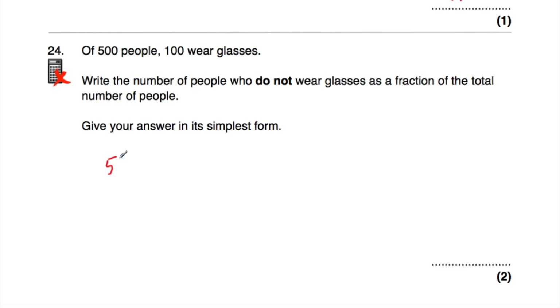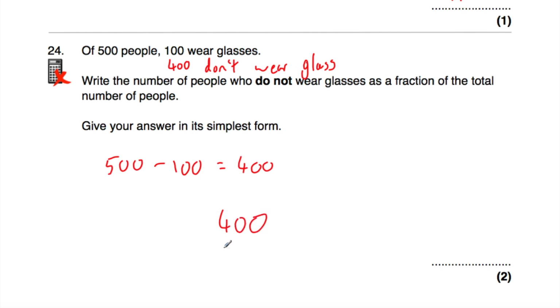So there's 500 people and 100 wear glasses. If we take away 100, that's equal to 400. So that means that 400 of them don't wear glasses, because if 100 wear glasses, 400 don't. We've been asked to write the number of people who don't wear glasses as a fraction of the total, so it's going to be 400 out of 500. Then if we divide both of these by 100, 400 divided by 100 is equal to 4, and 500 divided by 100 is equal to 5. So 4/5 of the people do not wear glasses, and 1/5 do.